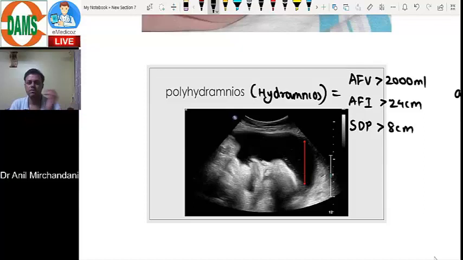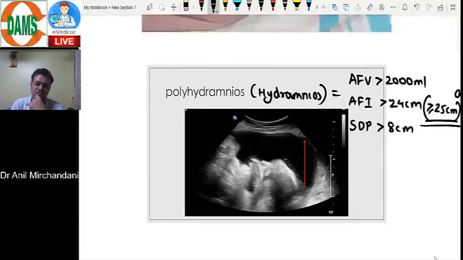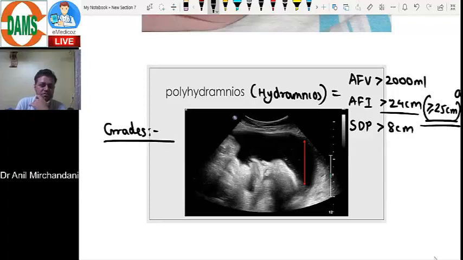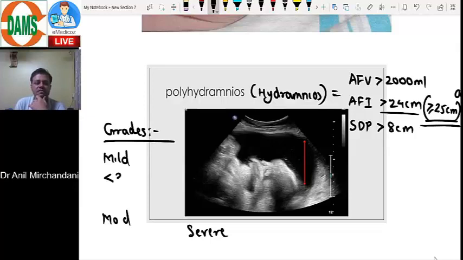So more than 24 can be written as more than or equal to 25 centimeter. Alright, guys. So AFI more than 24 is nothing but more than or equal to 25 centimeter. Then after you have written this, there are grades of hydramnios. What are the grades of hydramnios? Mild, moderate, severe. Mild is when amniotic fluid index is less than 30 centimeter AFI.